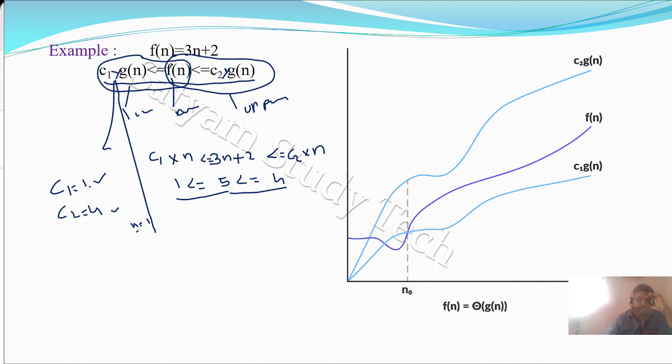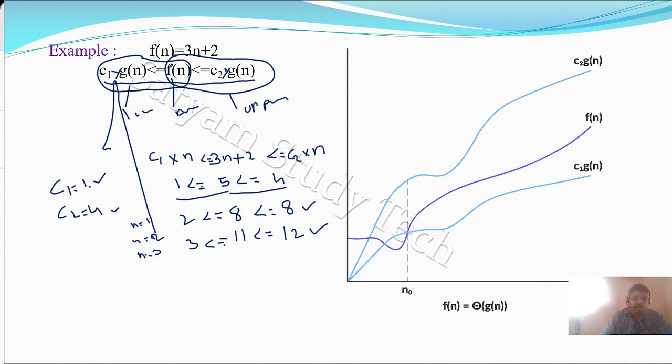Now we can see the n value is 2. 1 into 2, 2, less than or equal to 3 into 2, that is 6 plus 2, 8, less than or equal to C2 value 4 into 2, that is 8. So it is satisfied: 2 less than or equal to 8 and 8 less than or equal to 8. Now we can check one more value, n equal to 3. 1 into 3, 3, less than or equal to 3 into 3, 9 plus 2, that is 11, less than or equal to 4 into 3, that is 12. So here also it is satisfied.